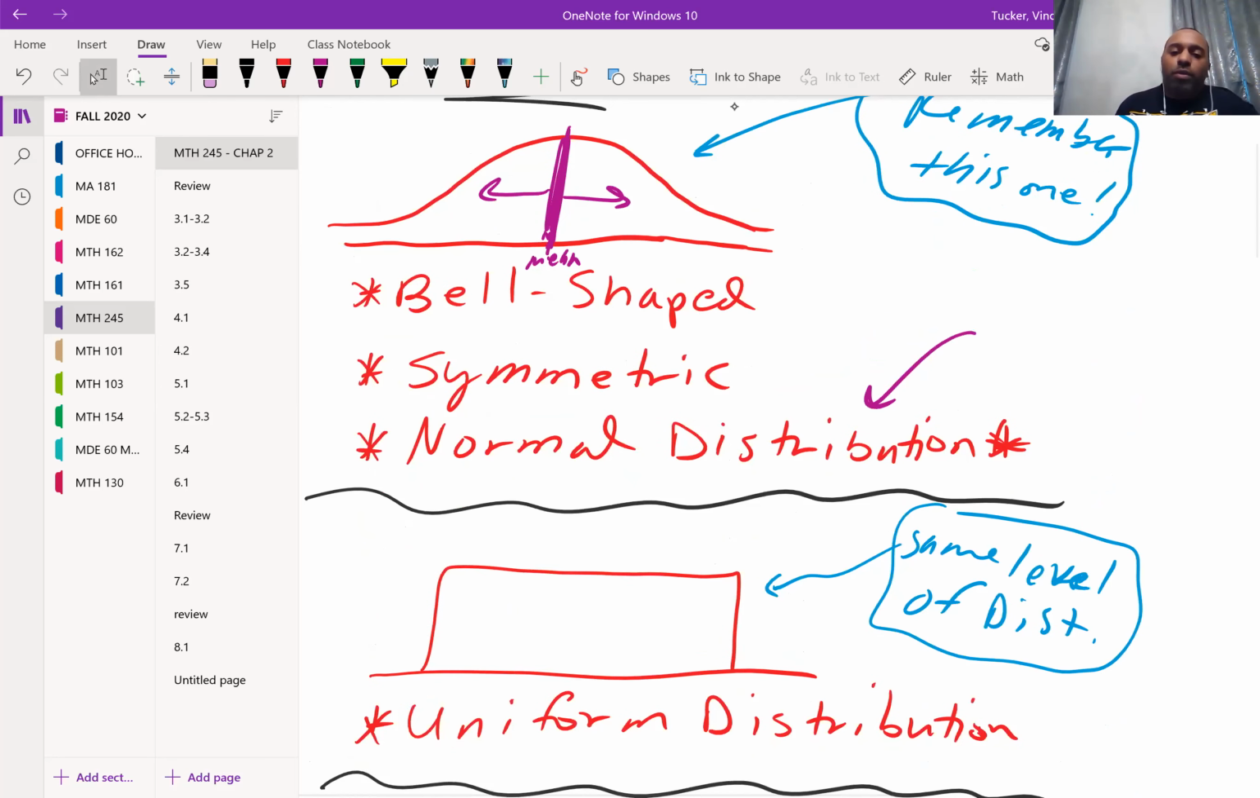The next one, uniform distribution, kind of looks like a block. And that just pretty much has the same level of distribution as you go from the right to the left.